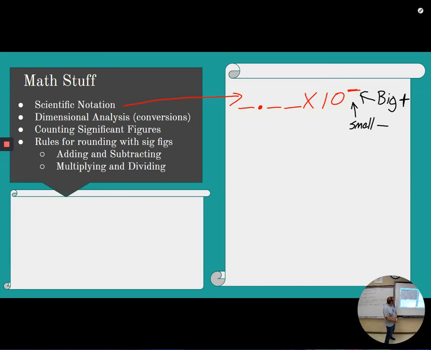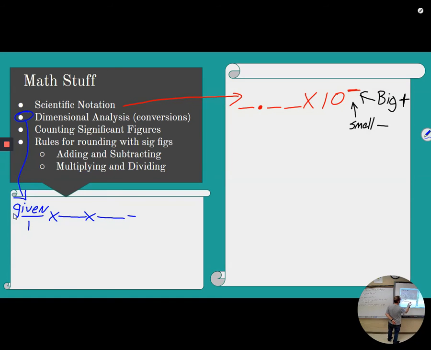Dimensional analysis, remember, is a way that you can do conversions. And the way you always do dimensional analysis is you always start with what you're given. You put it over 1. And then you're going to multiply what you're given by a number of factors until you get to what you want.